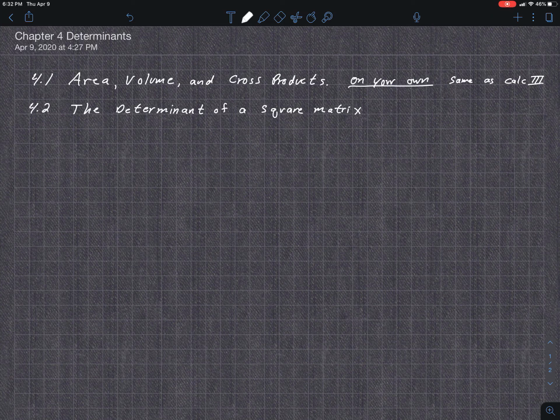Let's get started on chapter 4. Chapter 4 is on determinants, which you probably would have seen before by now. So in 4.1, it's all the review stuff that you would have seen in Calc 3: area, volume, cross product. We wouldn't be really doing anything specific in the class with that stuff.